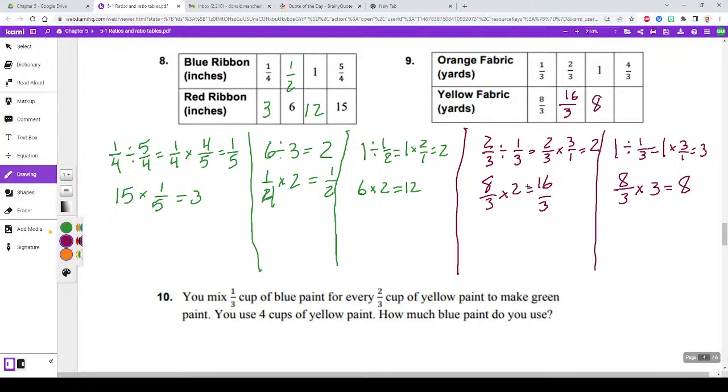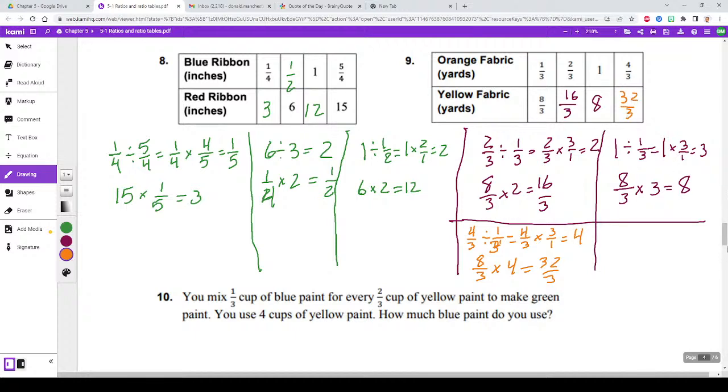The last one, I'll do down at the bottom here. Whoops. The last one, it doesn't really matter. I'm just going to go 4/3. I'm going to go from 1/3 to 4/3. And so I divide. So we got 4/3 times 3 over 1, which is 4. And then we have 8/3 times 4, which is 32 over 3. So there we go.